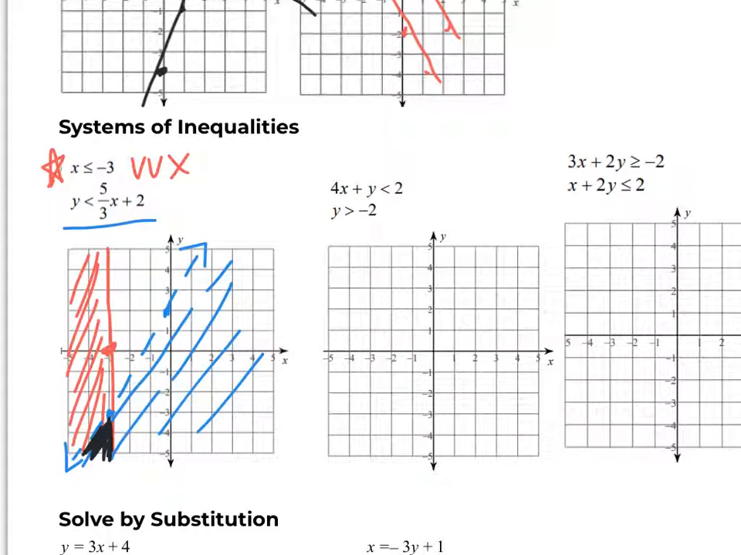Okay, so looking at the next one, my first inequality is not solved for y, so my first step is to subtract that 4x over so that it's by itself. So begin at 2, then down 4, right 1. It is a less than, so we're just going to do a gorgeous dotted line. Since it's less than, that means we shade to the left.